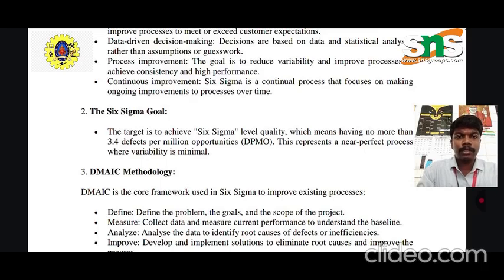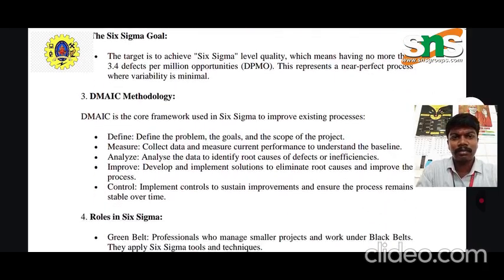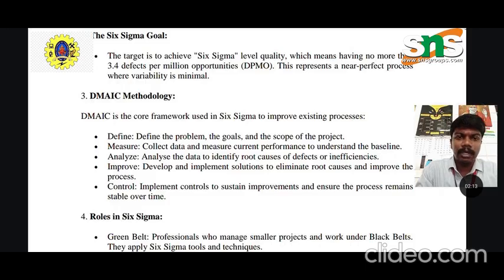Okay, next one is DMAIC. This comes under the Six Sigma category. In Six Sigma there are two methodologies. The first one is DMAIC and the second one is DMADV. Here they mention DMAIC, which is nothing but define, measure, analyze, improve and control.